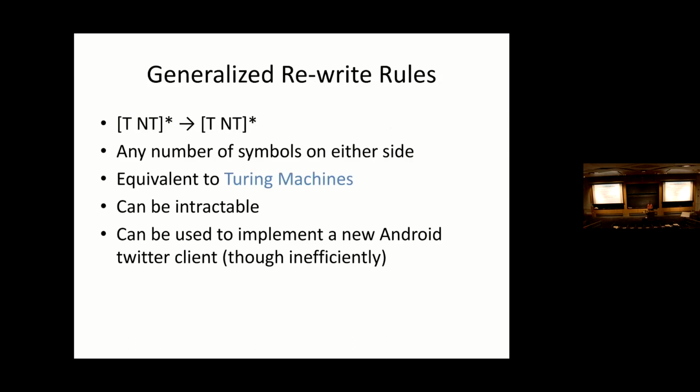Then there are generalized rewrite rules. So in these rules, you can have any number of symbols on either side, rewrite anything as anything. These are equivalent to Turing machines. And as you probably know, they can therefore be intractable. They're very powerful. You could use them to implement a new Android Twitter client. You could not use them to implement a new iOS Twitter client because Apple has its own proprietary set of generalized rewrite rules that are not compatible with what other people use.